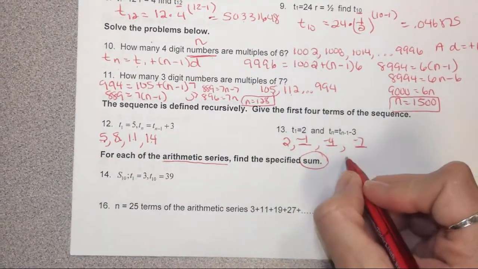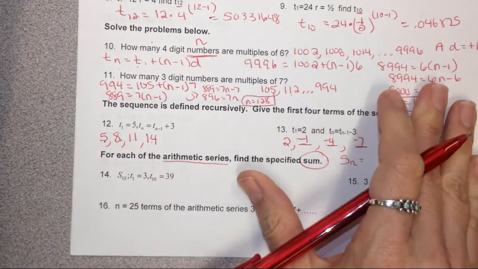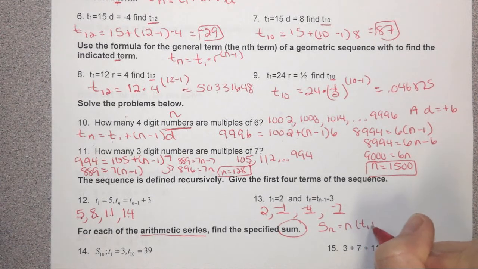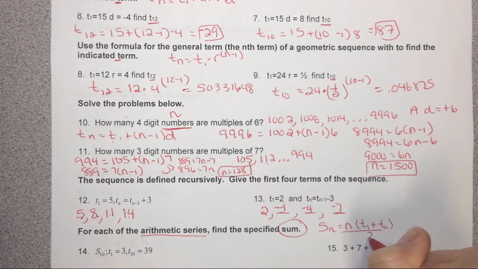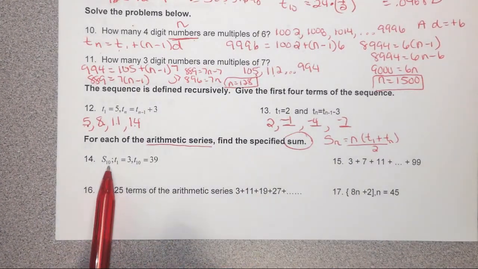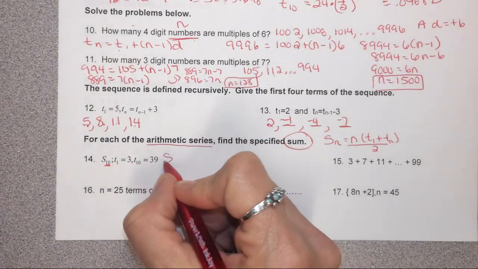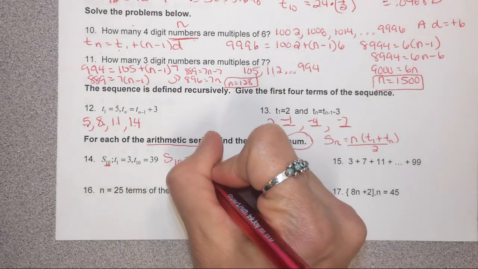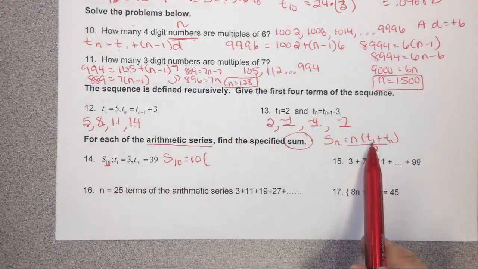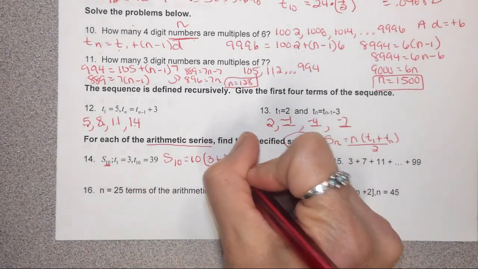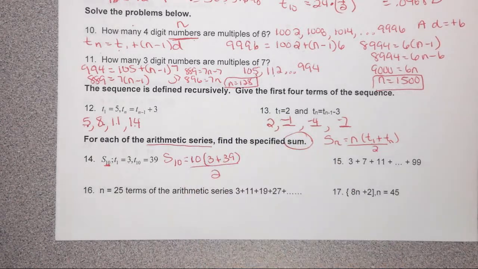So I'm going to rewrite the formula right here. Sn equals n, in parentheses, T1 plus Tn, divided by 2. Okay, so they want me to find the sum of the 10th term. This is what they want. So S10 equals n, so the first n is 10, parentheses T1 is 3, T10 is 39, divided by 2.